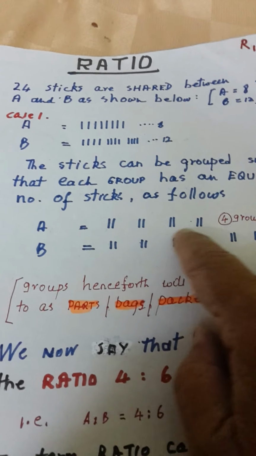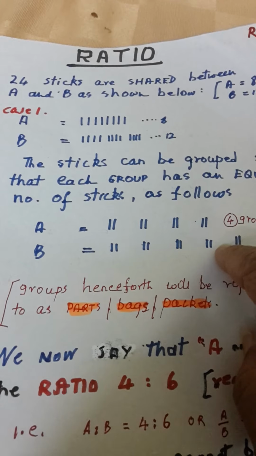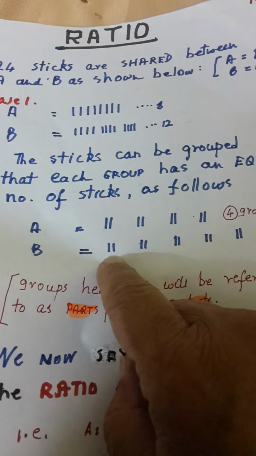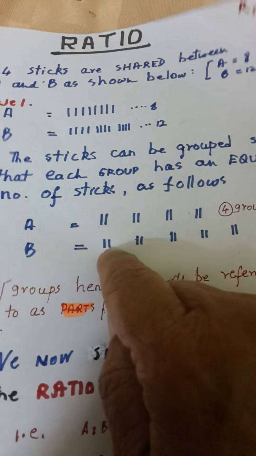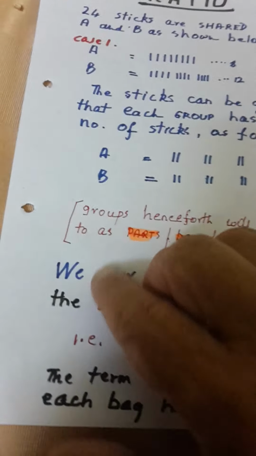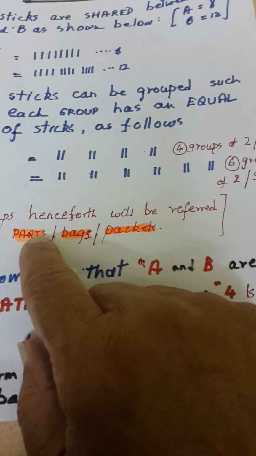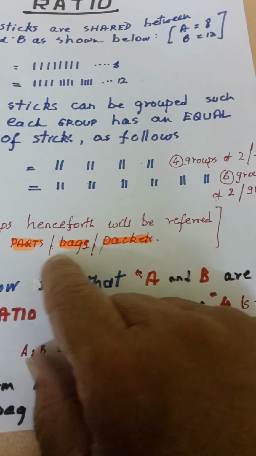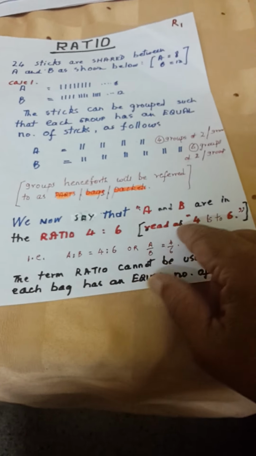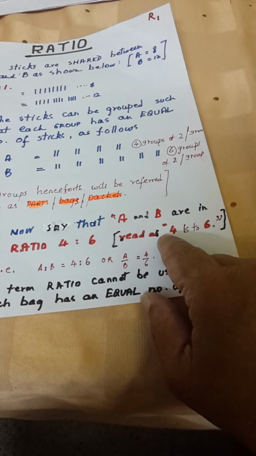This is the grouping for A. There are 4 groups, each group has 2. 6 groups of B, each group has 2. It is very important in ratio theory that each group should have an equal number of items, in this case 2 items shown here. These groups henceforth will be referred to as parts, bags, packets.